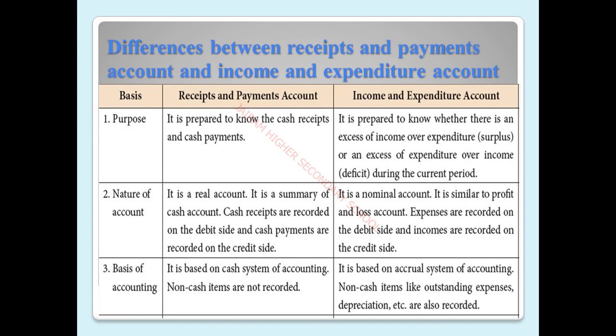So income and expenditure பார்த்தீங்கன்னா already we have studied, it is a nominal account. It is similar to profit and loss account. Expenses are recorded on the debit side and incomes are recorded on the credit side. So இதெல்லாமே நம்ம படிச்சது தான்.